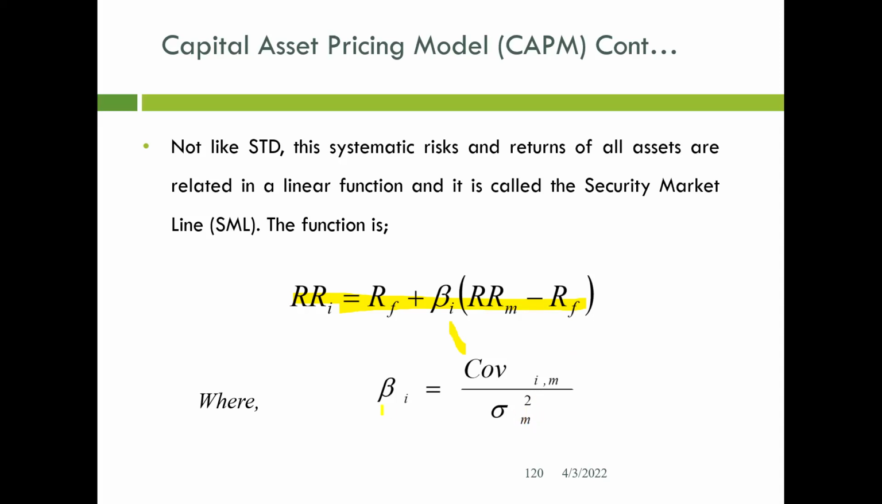Variance of the market. So that will give you the beta of stock i. The security market line shows this relationship in the CAPM. So using this formula, you can estimate the required rate of return for any asset in a diversified portfolio, either efficient or not. So the beta you can estimate using this.